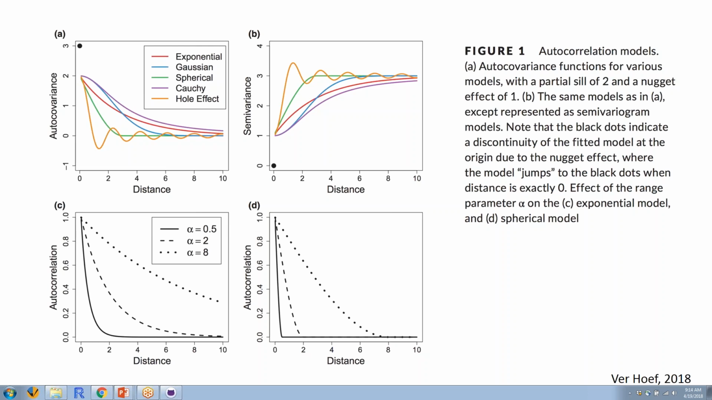Right. There's this whole vocabulary of sill and nugget and range, semivariance, that I associate with geostatistics and Kriging, one group of people that did a lot of research into spatiotemporal models. Because that's historically a lot of the terminology, people still use those terms.